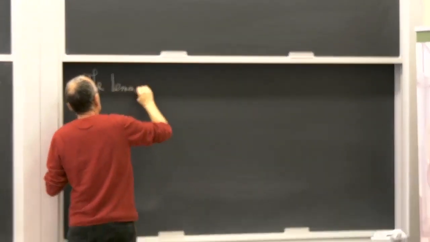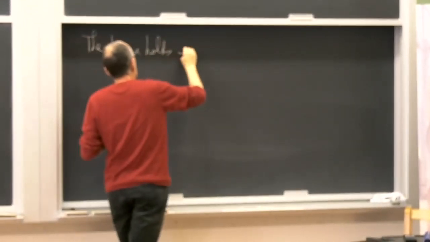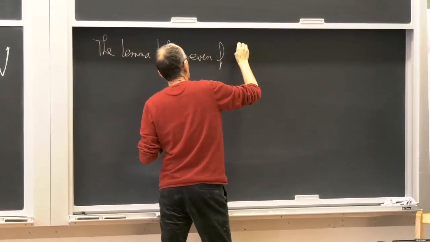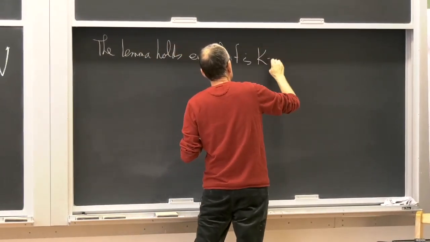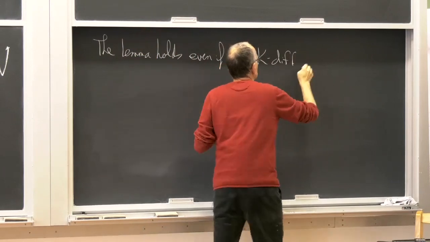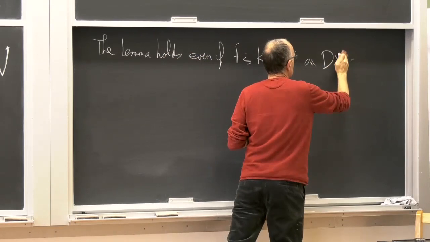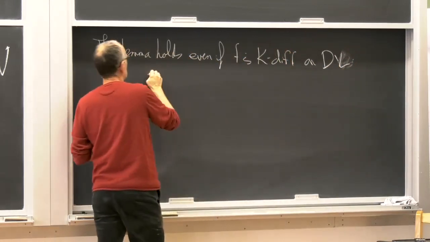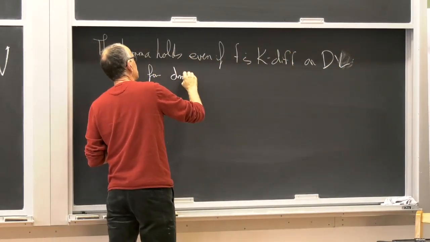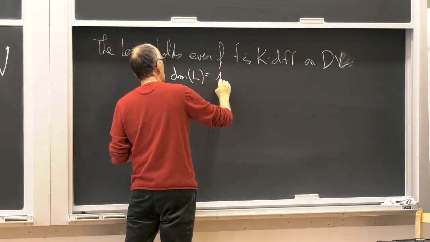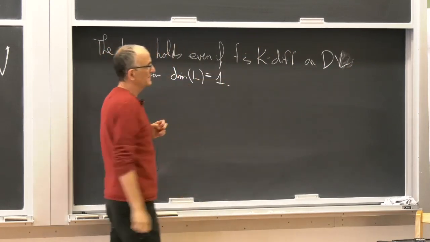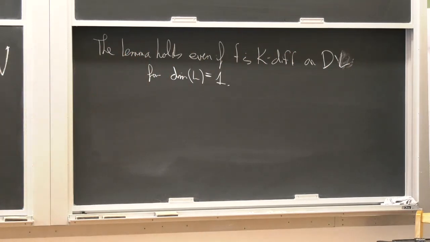So the lemma holds even if F is K differentiable only on D minus L, for L a subset of dimension one, as long as it is still continuous all the time. And this is a place where o-minimality, of course, helps a lot relative to the general picture, because I think this will simplify some of the things that we will need to do later. All right, questions about that?